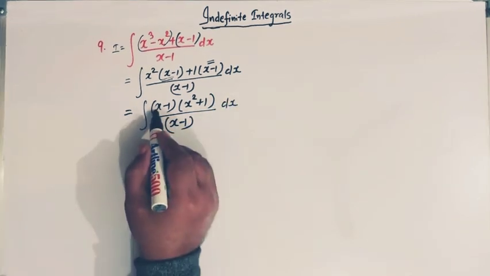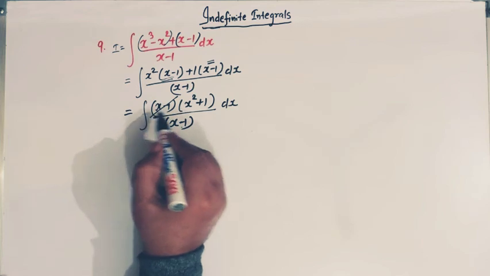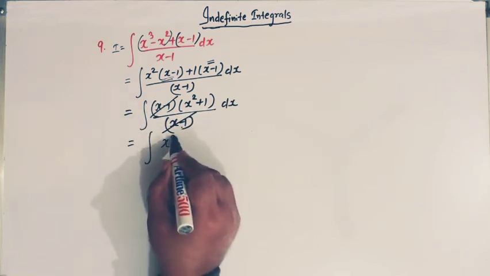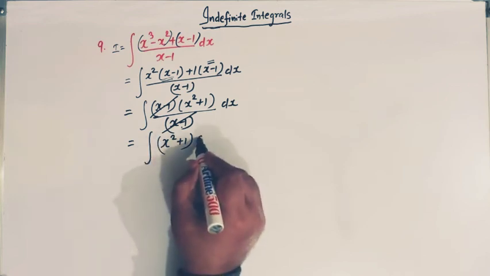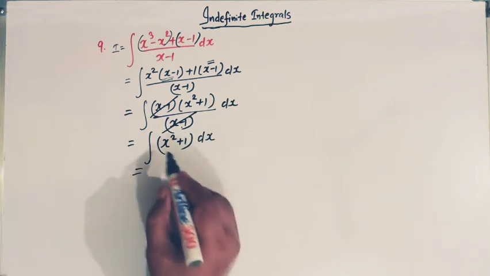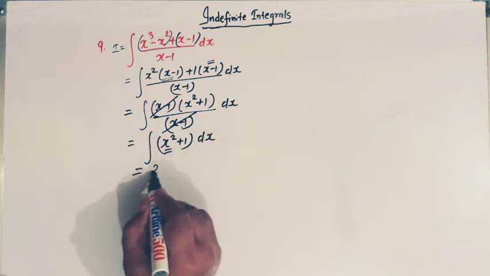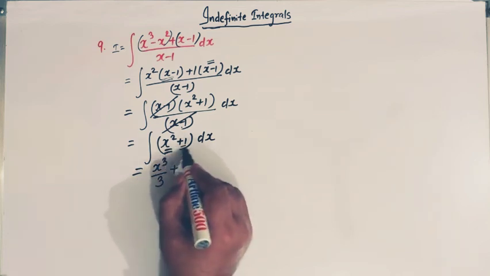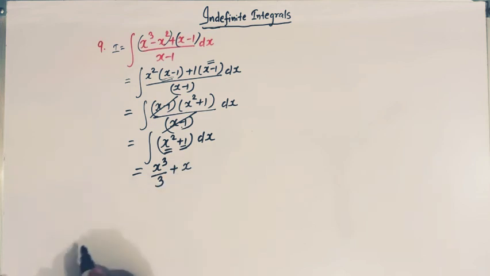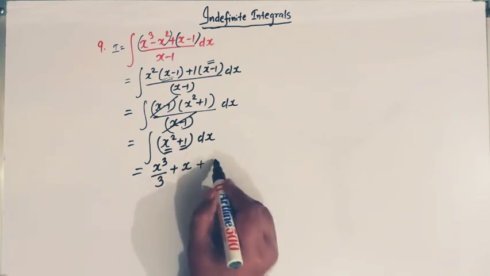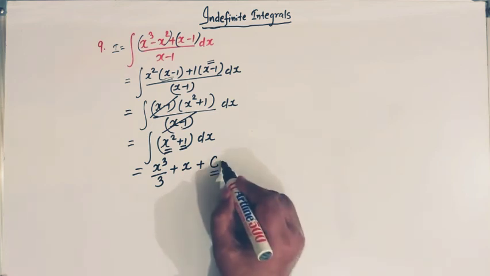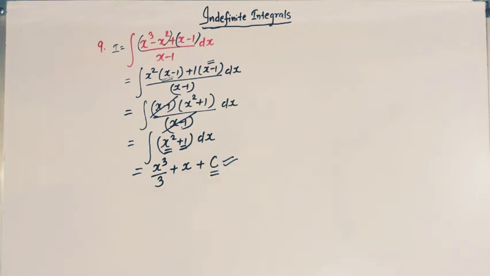Now see, this x minus 1 and this x minus 1 get cancelled, so we are left with integral of x square plus 1. Now the integral of x square is x cube divided by 3, and the integral of 1 is simply x, and we have the constant of integration as c. So this is the required result.